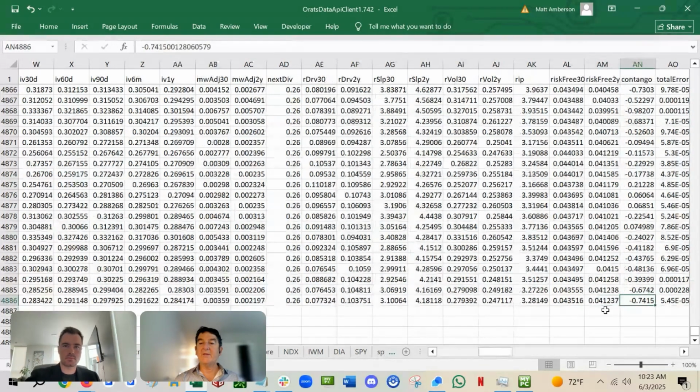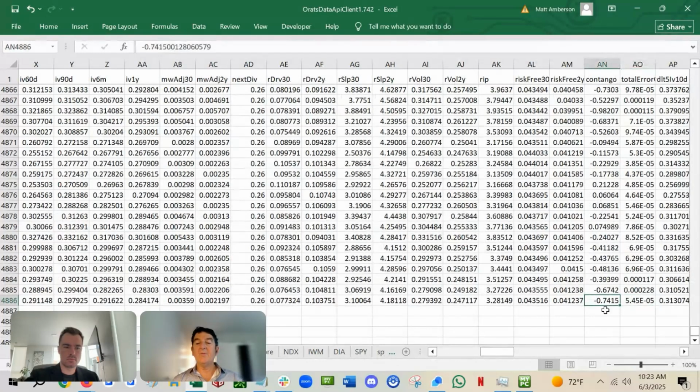The risk-free rates. There's contango. Interestingly, contango is slightly negative right now, meaning the volatility is basically flat. Mostly contango is positive, which means the front months are lower than the back months. Don't worry about the air.